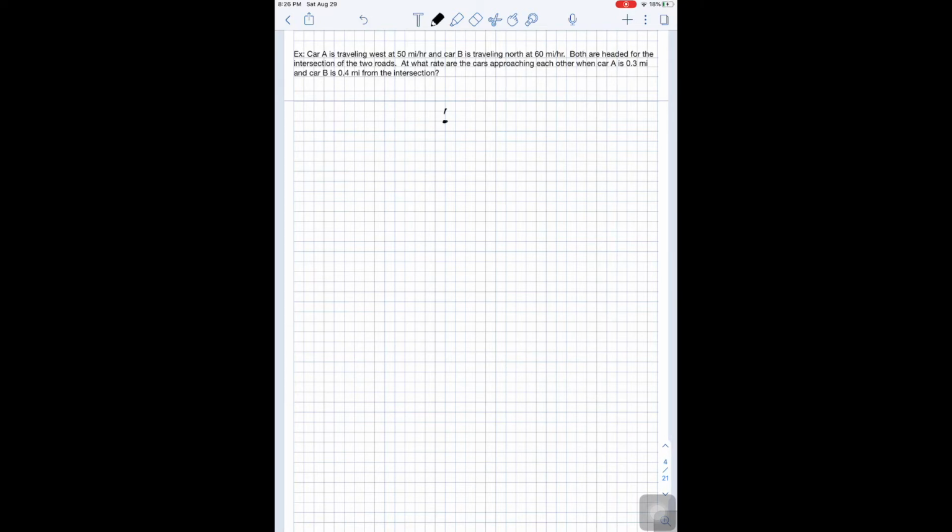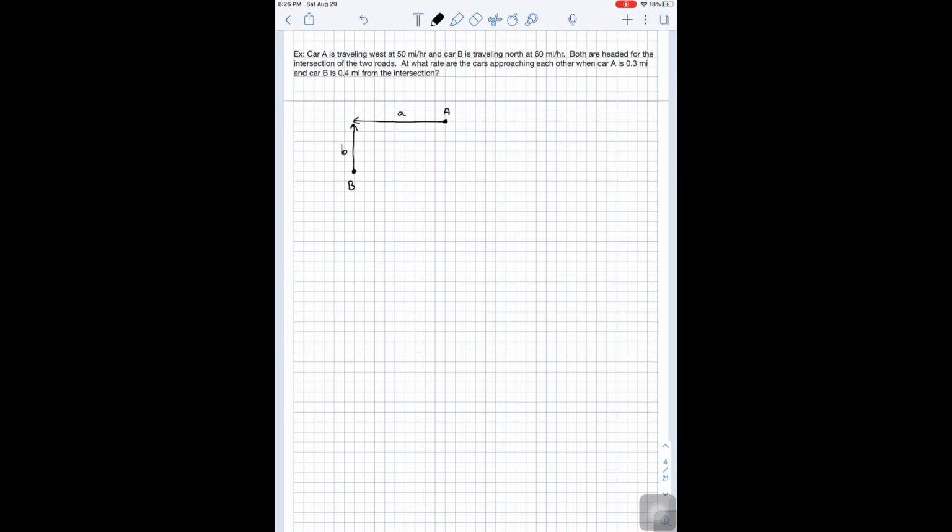Car A here is traveling west, and it's traveling at 50 miles per hour. We're going to call this length A here, just to correlate from car A traveling that path. And then car B is traveling north at 60 miles per hour. We'll call this road B. And both are headed for the intersection of the two roads.